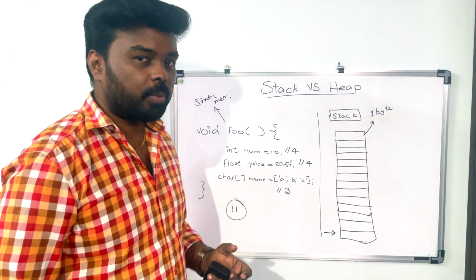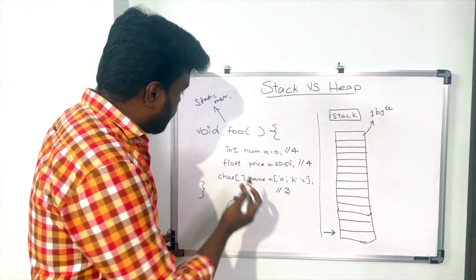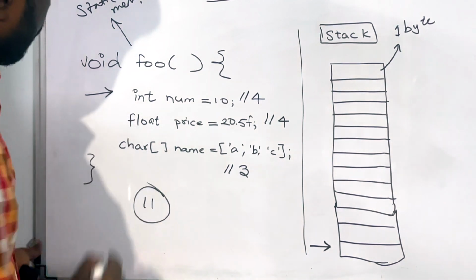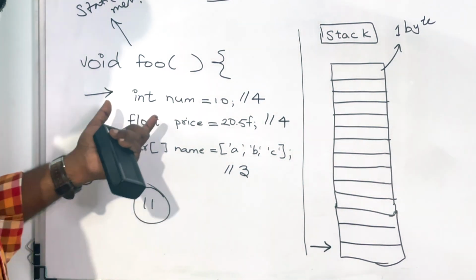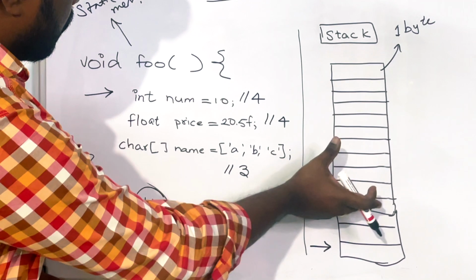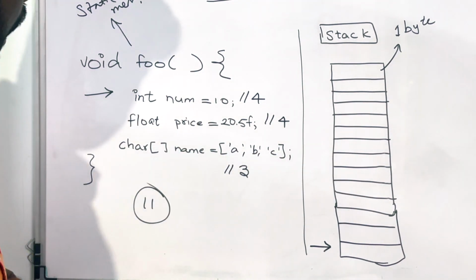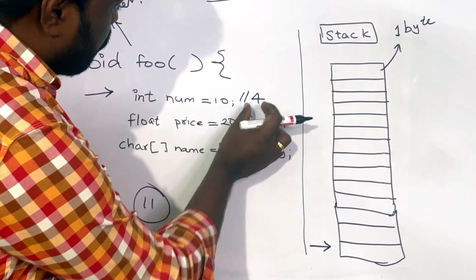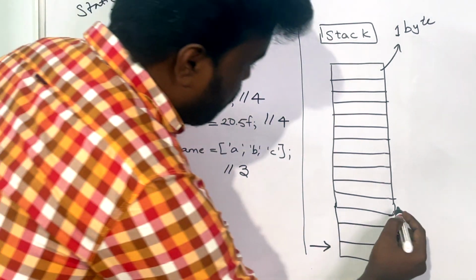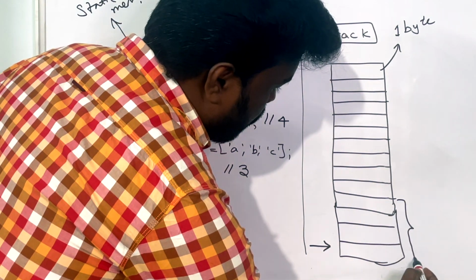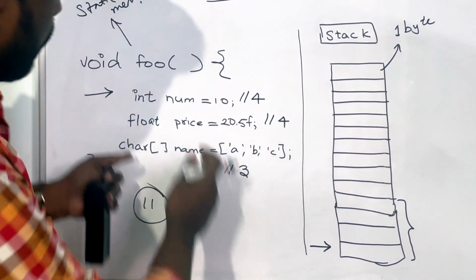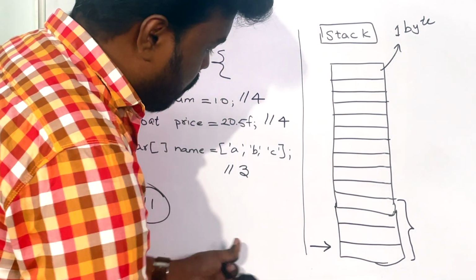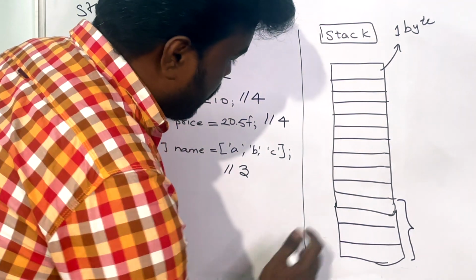Now when you execute the program, when the program execution comes to this particular line, you declared a variable of data type integer. So we have to allocate some space in the stack for this integer variable. And we know this integer variable takes 4 bytes of data, so it blocks 4 blocks in the stack for this particular variable, and then it moves the pointer to the next available space.